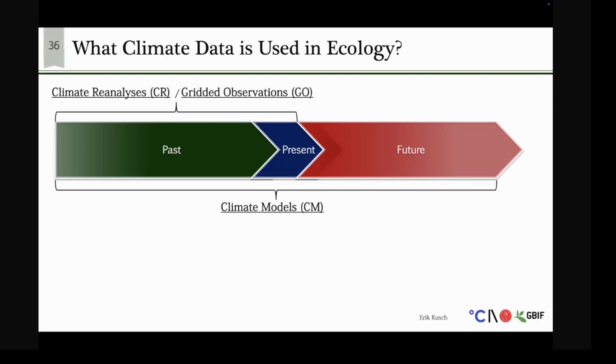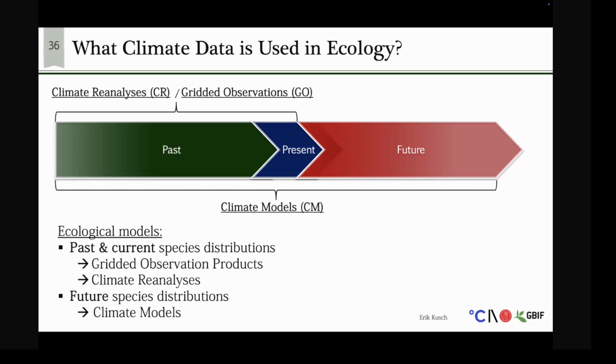So then the question arises, why don't we use climate models for everything? Wouldn't that be the most consistent, not mixing apples and oranges? Well, in ecological models, what we do use, for past and current species distributions, as an example, are gridded observation products and climate reanalyses, and for future species distributions, this applies to other ecological studies as well, I'm just doing this with a species distribution modeling framework because I know that's what part of this seasonal school is built around, we're using climate models for the future ones.